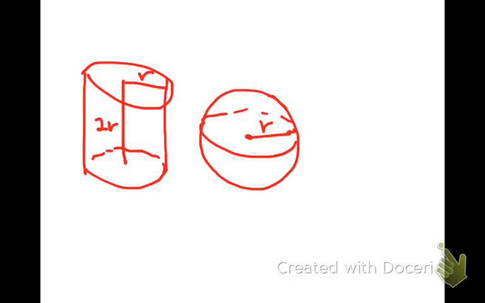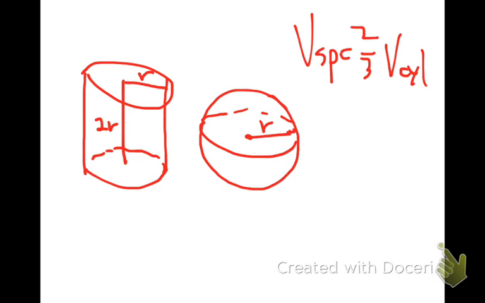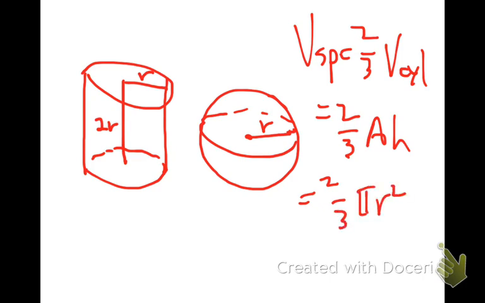So if the volume of the sphere equals 2/3 the volume of the cylinder, then that's going to equal 2/3 the area of the base times the height. So that equals 2/3 pi r squared times the height. What's the height of the cylinder? 2r. And then I simplify that, and that's going to be 4/3 pi r cubed. That's how we come up with the formula.